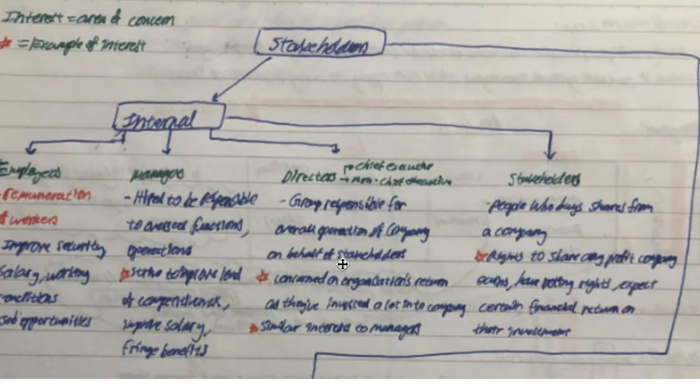Next, we have directors, another stage above the managers. Their job is basically to be responsible for the overall operations of the company on behalf of the stakeholders. You can see how here I've differentiated the overseeing functions. However, the directors oversee all operations of the company.